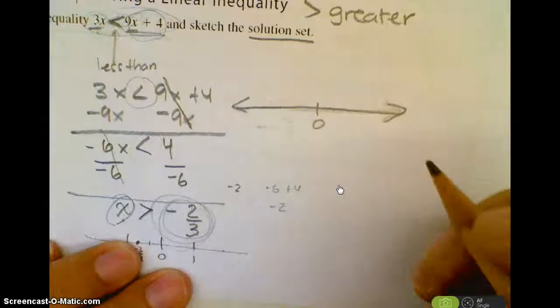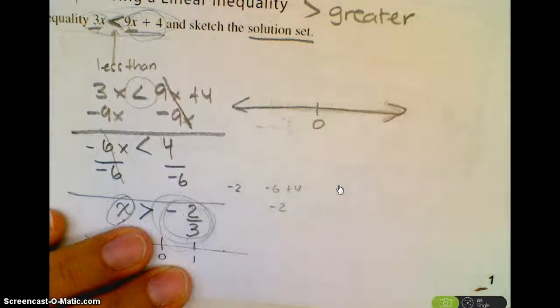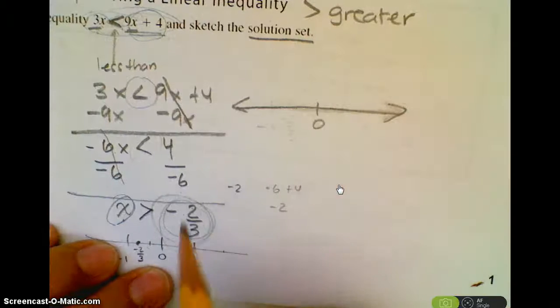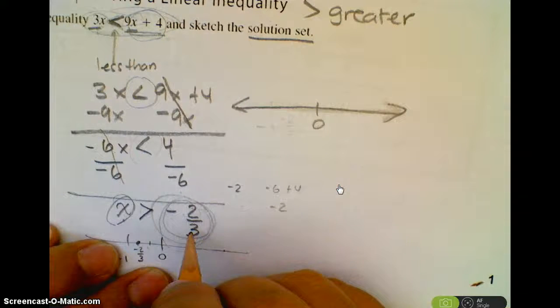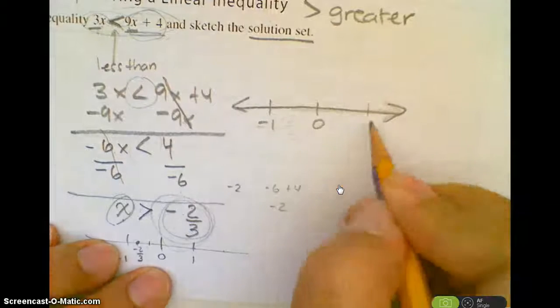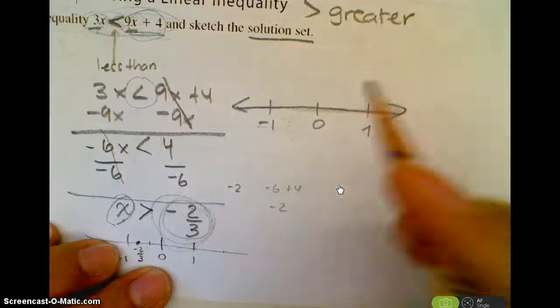So sketch the solution set. I want to show my 0 just to give me an idea where I am. Since I have to graph the point -2/3, I'm interested in showing -1 and 1. And that's probably about it.